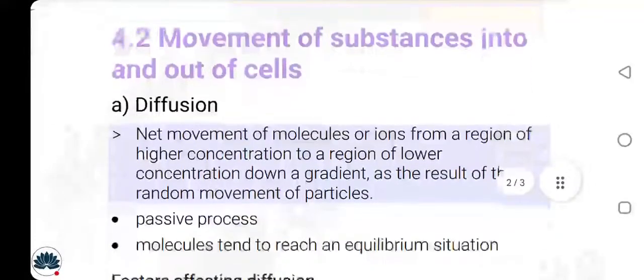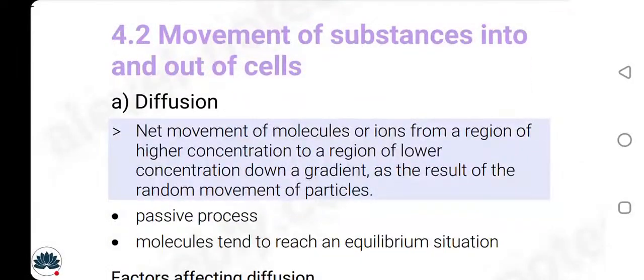Number four, and now finally we are moving towards the last topic and discussing five things: diffusion, facilitated diffusion, osmosis, active transport, and bulk transport. What is new for you guys from your O levels to A levels is bulk transport and facilitated diffusion.